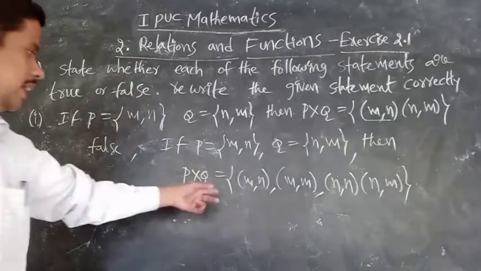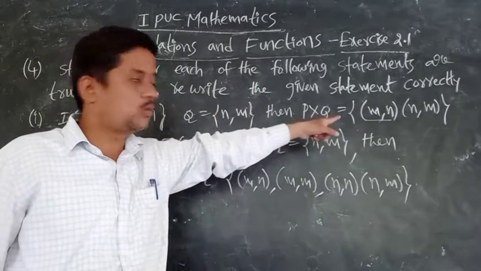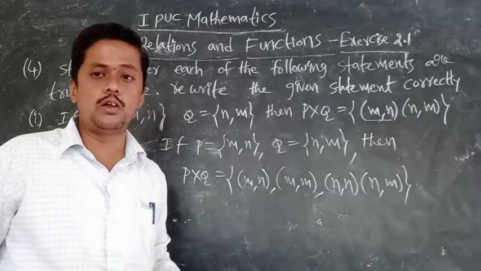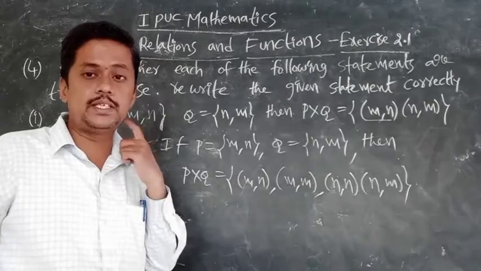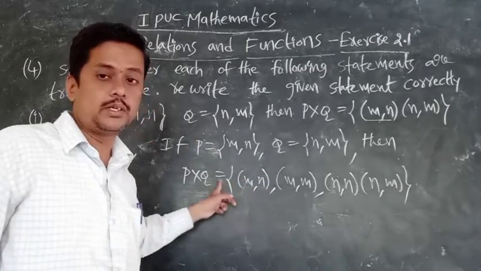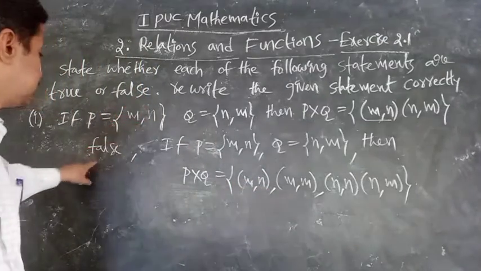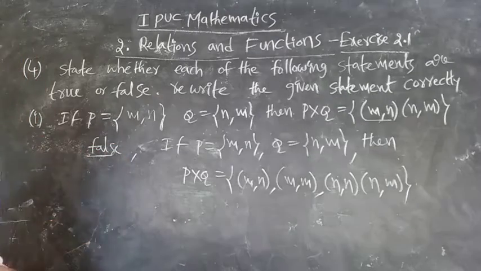So this is the right statement, but here only two elements are there. In total, 4 elements should be considered. Okay, 4 elements have to be written. This is the correct statement. So the above statement is false. Next we move to the second question.